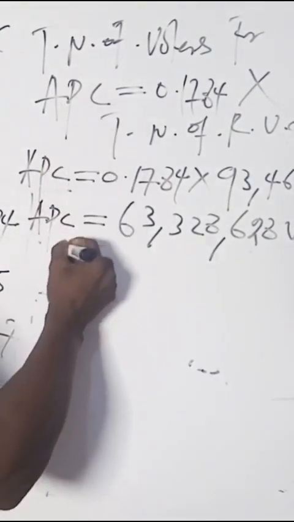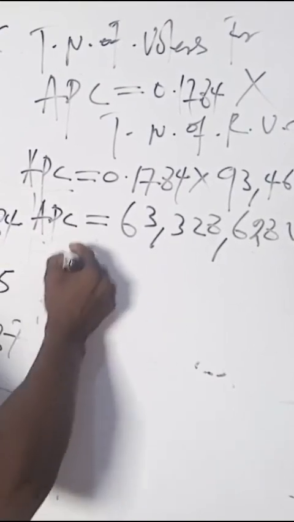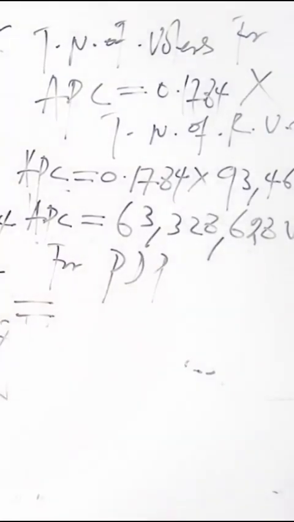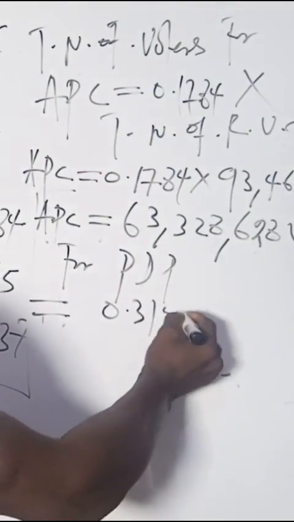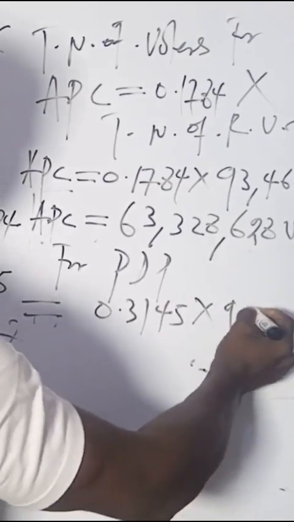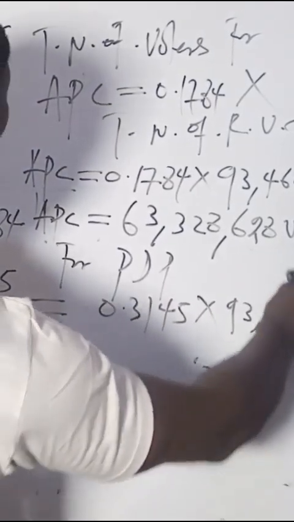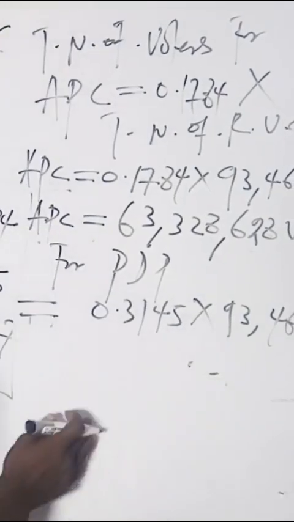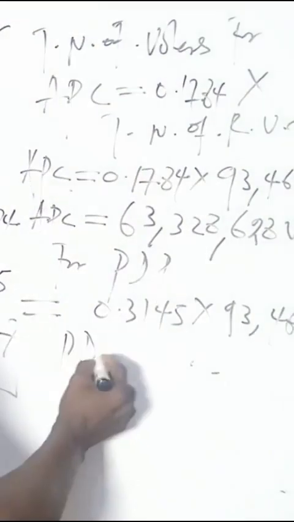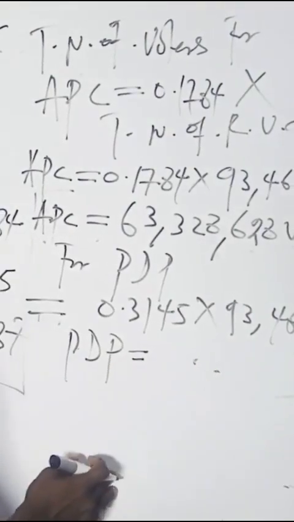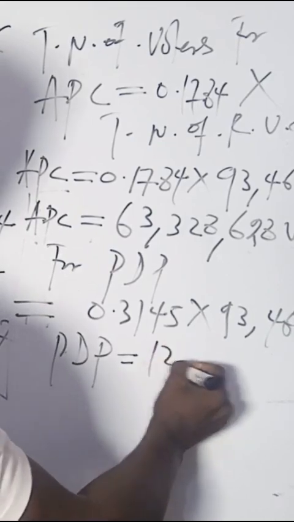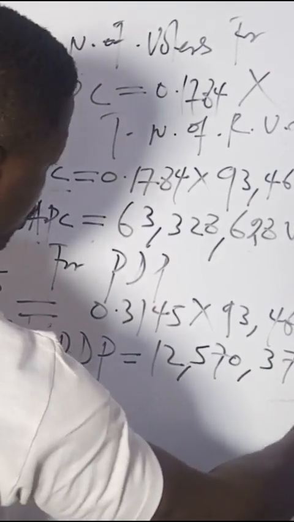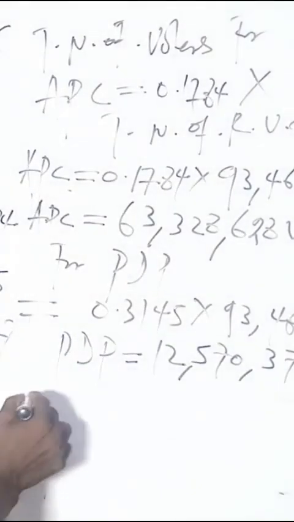Now for the PDP, it is estimated to be 0.31415 times 93,460,000 voters cards. By the time you press your calculator, we end up having a total number of votes equivalent to 12,570,370 votes.